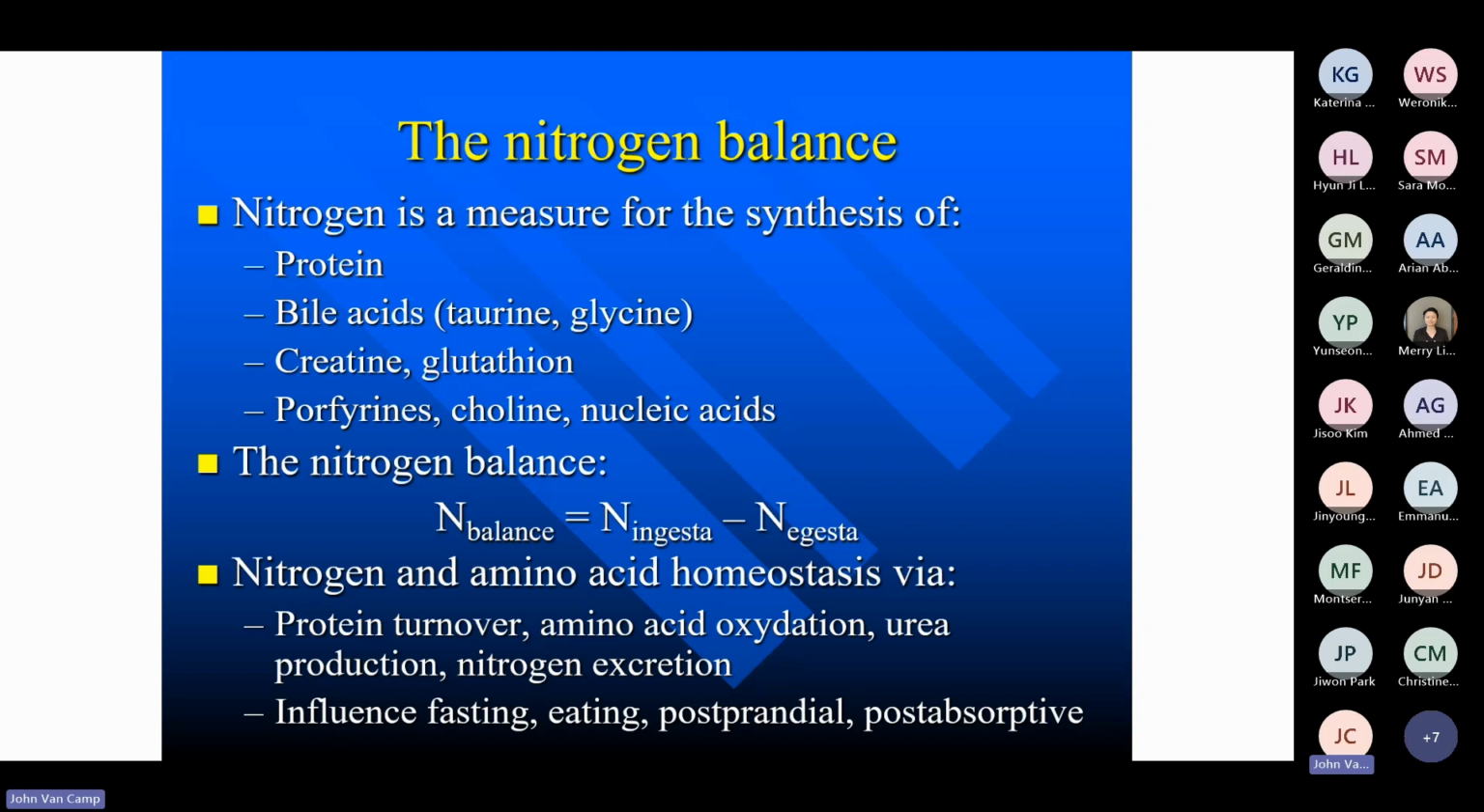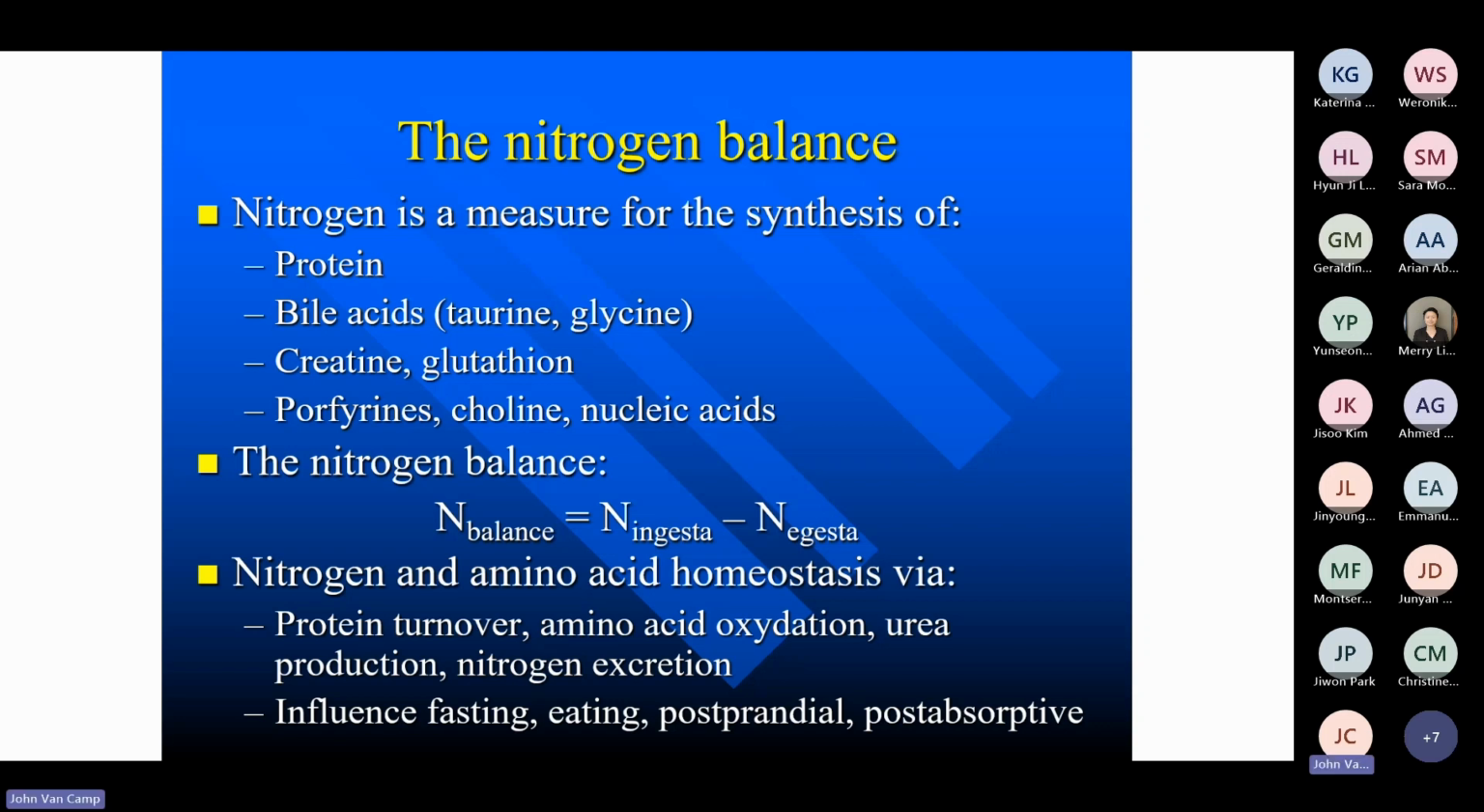Building muscles, for example, is directly linked to the physical presence of protein, synthesis of protein, and muscle protein in humans. So what we are explaining now is mainly intended to understand what we actually need to build up body tissues. So nitrogen can be used for many compounds: the protein, bile acids, creatine, glutathione, different types of porphyrins, choline, nucleic acids. So there's a lot of compounds in humans that actually require nitrogen. And that's not only protein, so it goes beyond protein.